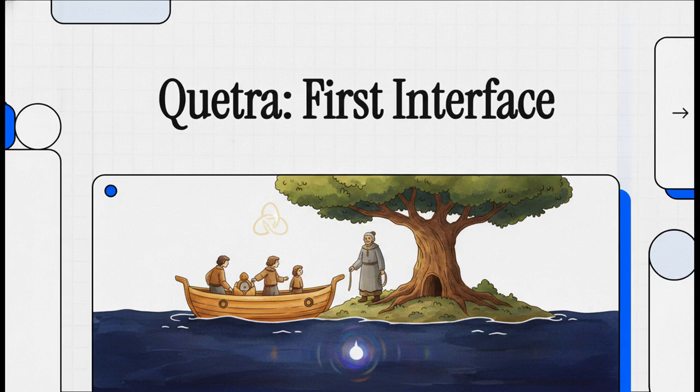Over our past 4 sessions, we've been tracking this profound shift in how we relate to the tools we build. And today we're stepping right out of the realm of theory and directly into the architecture of a totally new kind of space. We are looking at Quetra, the very first interface born entirely from the worldview we've been uncovering.